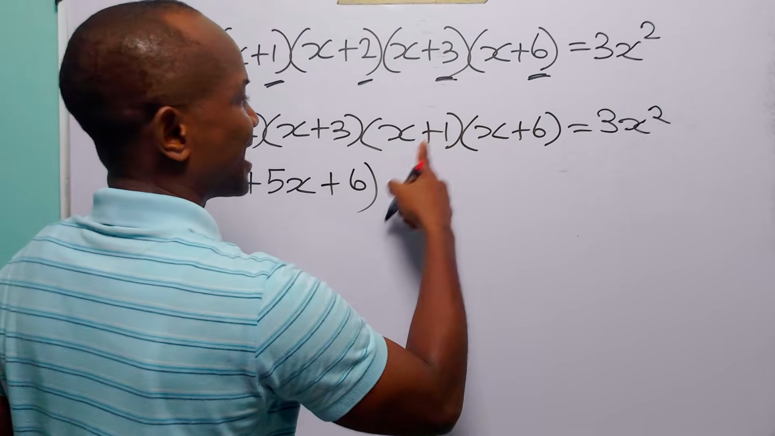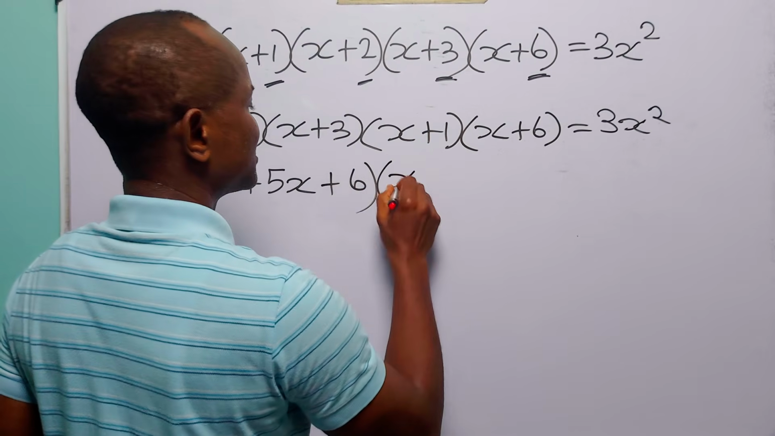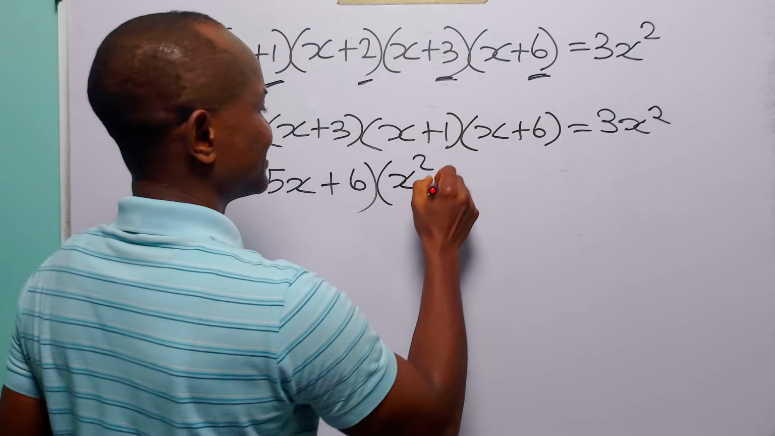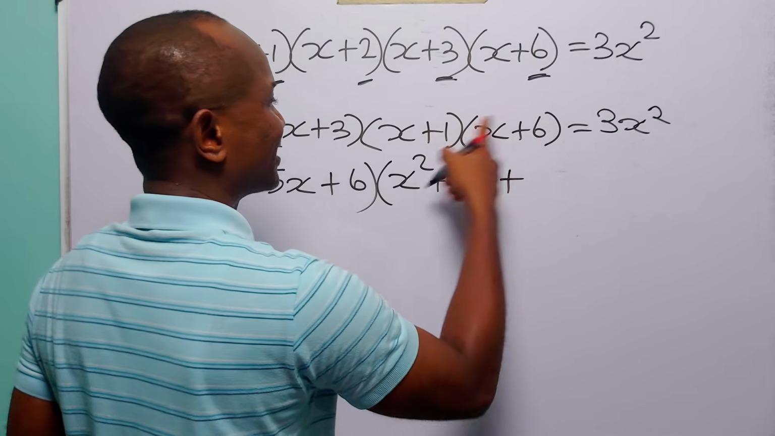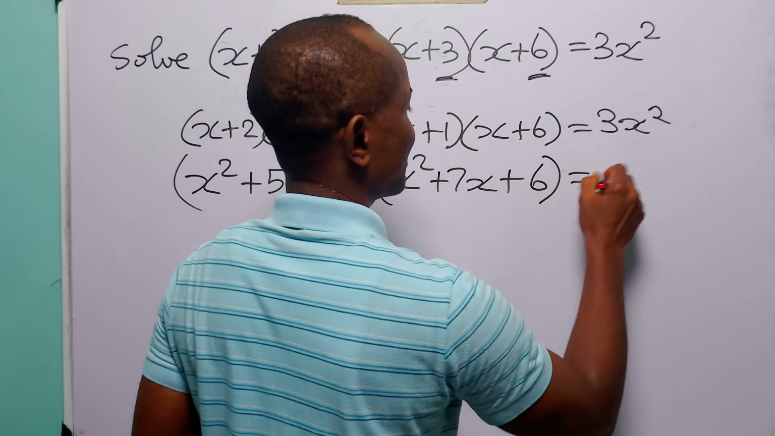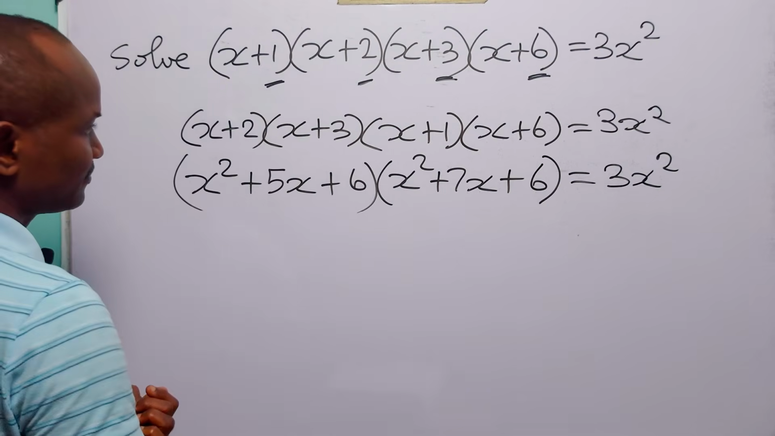Now let us multiply these two factors. We have x times x, which is x squared. 1 plus 6 is 7, so we have 7x. And 1 times 6 is 6. So this is 6. And of course, this is still equal to 3x squared.